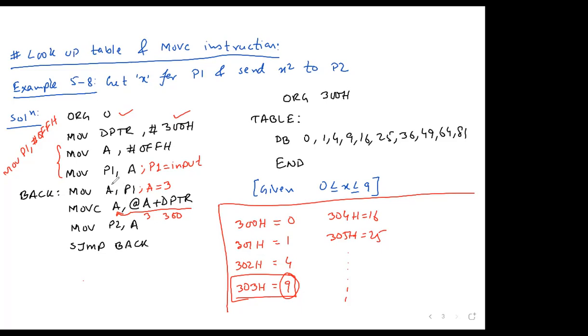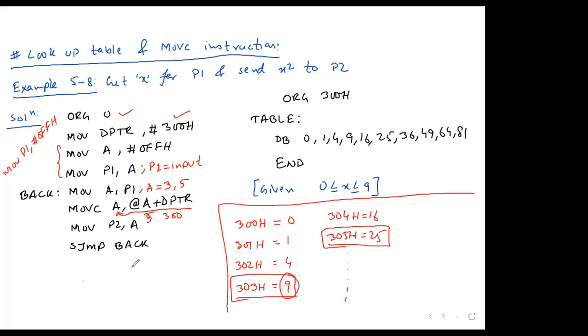Again, you are trying to get input from P1. So assume now your P1 contains 5. So you are giving 5 to A. Now A contains 5. So what is the address? The address becomes 305. If you go to 305, you see you have got 25. So 25 is sent back to P2.